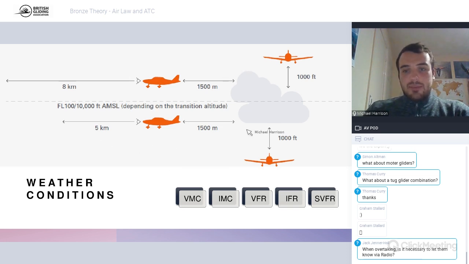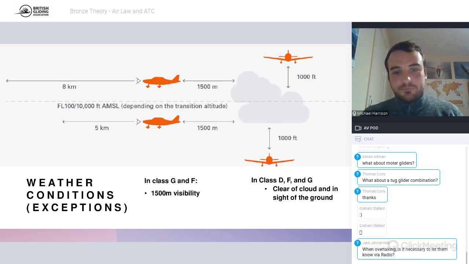This diagram here is the general rules, and there are a lot of exemptions to this, which is why it gets complicated. But these are the general rules: above 10,000 feet, you must be either 1,000 feet above or below the cloud, or 1,500 meters horizontally clear, and you must be able to see 8 kilometers forward visibility. Below 10,000 feet, clear of cloud requirements are the same, but you only need to have 5 kilometers of forward visibility. And those rules are applicable to all classes of airspace until you start to introduce the exemptions, which are on the next slide.